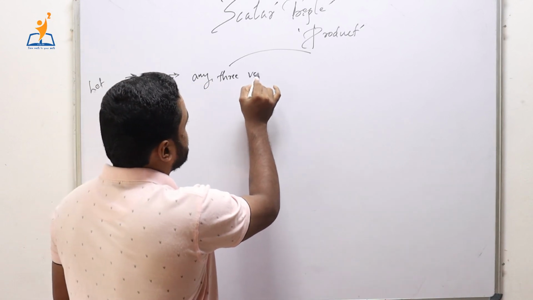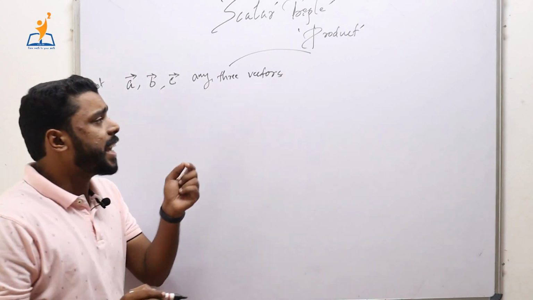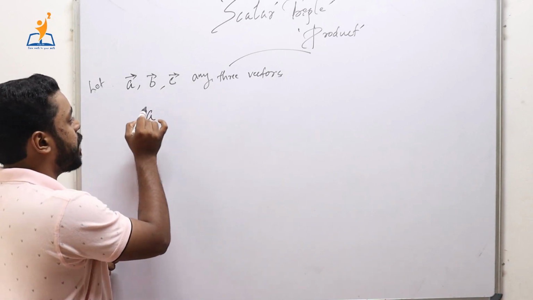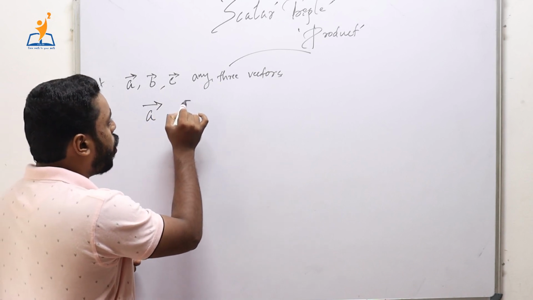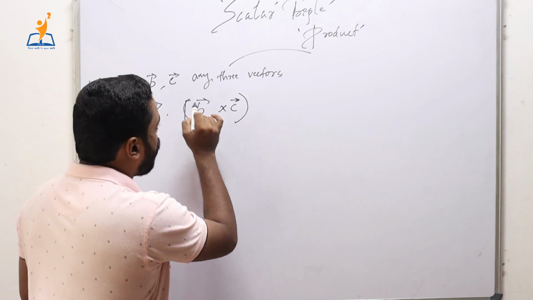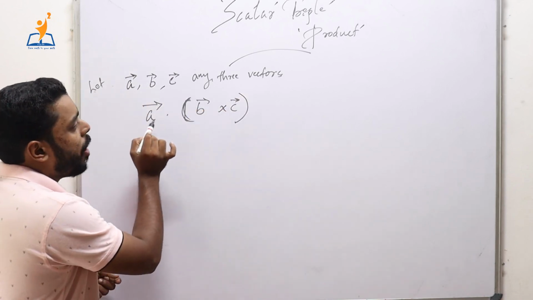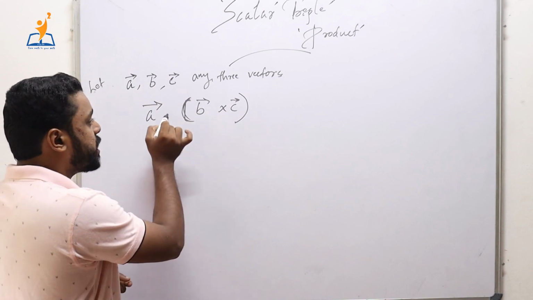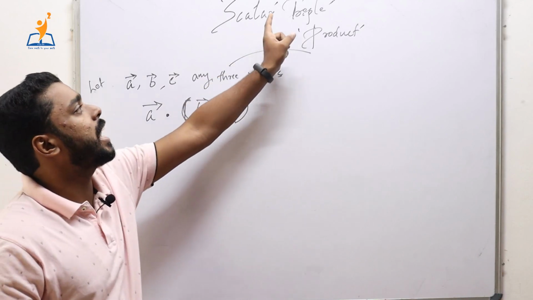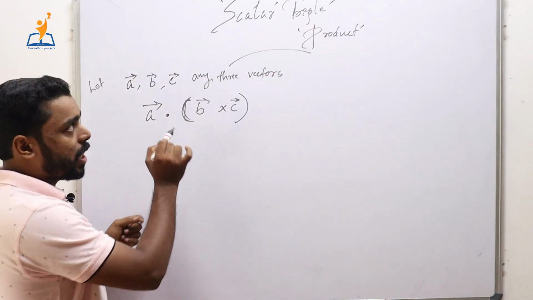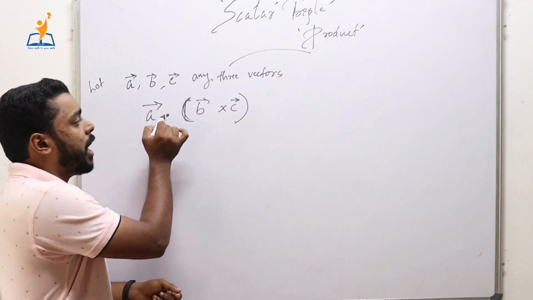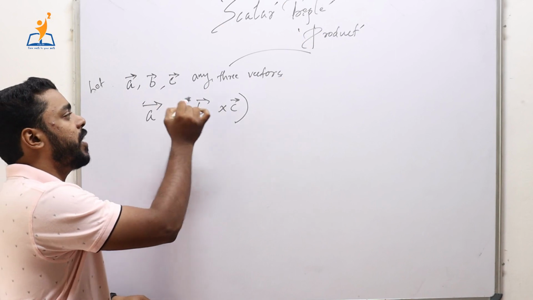Then the scalar triple product of these three vectors is defined as vector A dot B cross C. See, we have three vectors in the product. Also, this is a scalar product, A dot B cross C. So we have the scalar triple product. The name suggests a scalar product, and we have a scalar product here and triple vectors here.